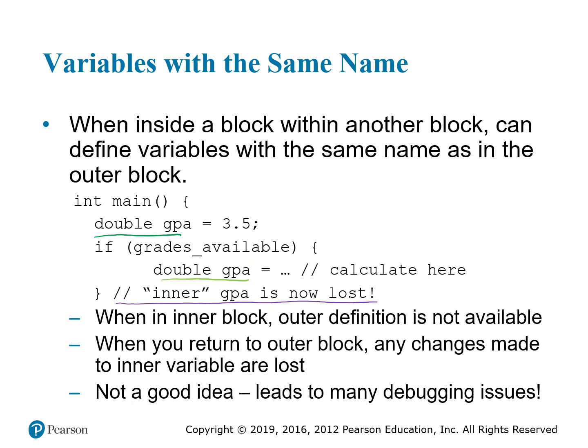We probably meant to use the same GPA that we had started with out there, so we just need to lose that double and reuse the GPA. But the problem is if you put double GPA inside there, it's going to be valid C++ code. It's going to compile. It's just not going to give you the results you want. And so this leads to a lot of debugging issues.